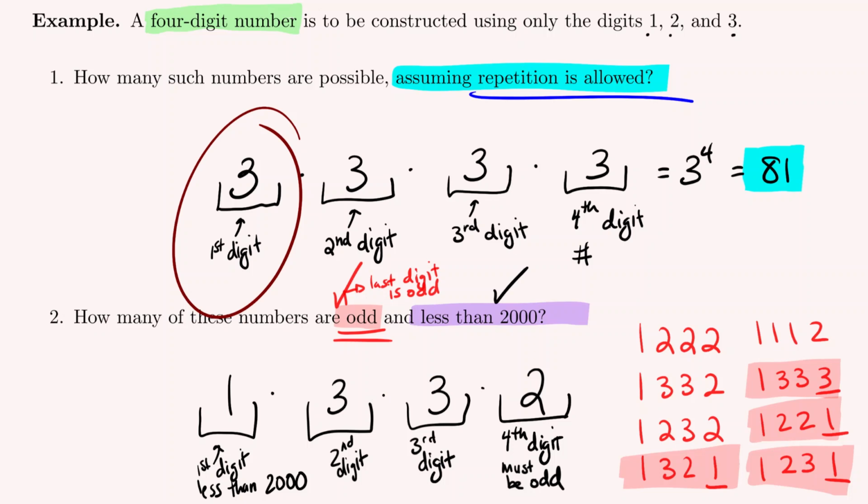The reason that we had special restrictions in our 1st and our 4th place is because those placeholders are what have to do with being less than 2000 and being odd. Any of the other digits just fit the original restrictions of using the digits 1, 2, or 3 and allowing repetition. And that's why we still had 3 options available here. So multiply all these together and that gives you the overall amount, 1 times 3 times 3 times 2 is 18. So there's 18 of the original 81 four-digit numbers using 1, 2, or 3 in repetition, which happen to be odd and less than 2,000.